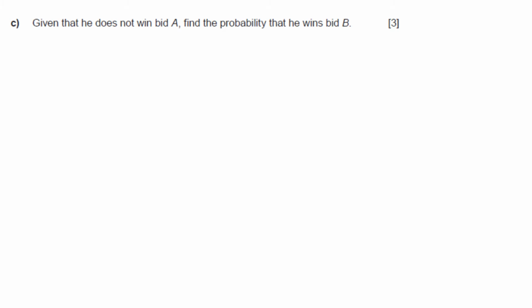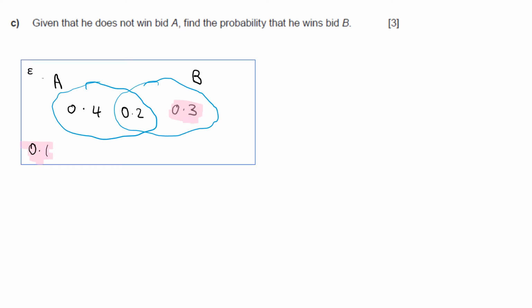And given that he does not win bid A, find the probability he wins bid B. 3 marks. So I've got 7 marks in total on this question, and I've done all of them using a picture. Going back to my Venn diagram, he can't use 0.4 and 0.2 because those are involved in winning A. The probability he wins B, but not A, is just the 0.3 that's inside B, and the only available probabilities if you take out A are the 0.4, the 0.3 and the 0.1. So the probability of B given A dashed is going to be 0.3 over 0.4, and I would always treat that as 3/4. The diagram makes the difference.